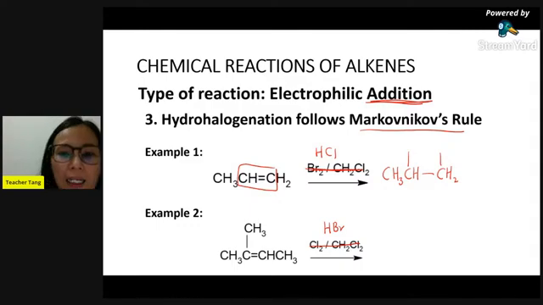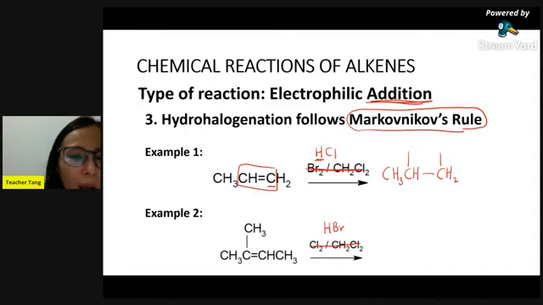Now it must follow the Markovnikov rules because there is no peroxide. So hydrogen needs to go to the carbon which has more hydrogen. Between these two carbons, which one has more hydrogen? Can you see that this carbon has two and this only has one. So this carbon has more hydrogen to start with. According to Markovnikov rules, the hydrogen of your HX will go to this carbon, and the Cl will go here. Okay, and then in example 2, also no peroxide, so follow Markovnikov rules.